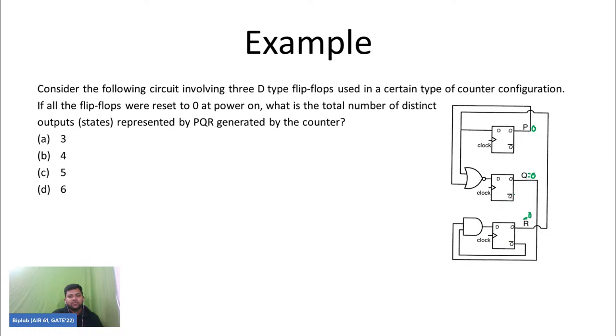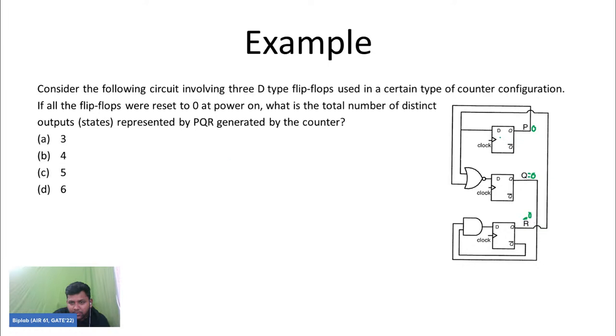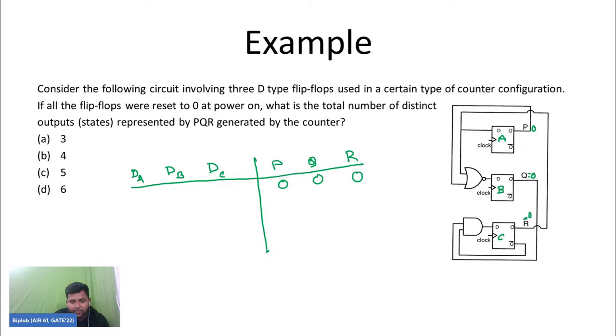So let me draw the table here. Let me name these flip-flops as A, B and C, and all three will have inputs DA, DB and DC, and the outputs of the flip-flops are P, then Q and then R. Initially we have set the outputs to zero. Now, what will be DA, DB and DC?